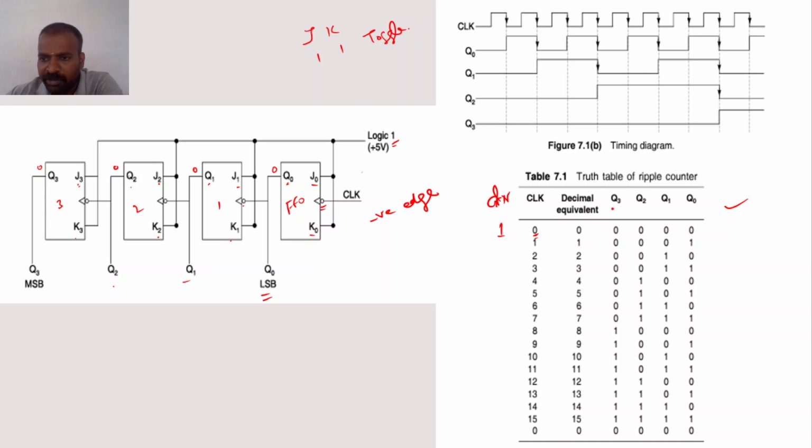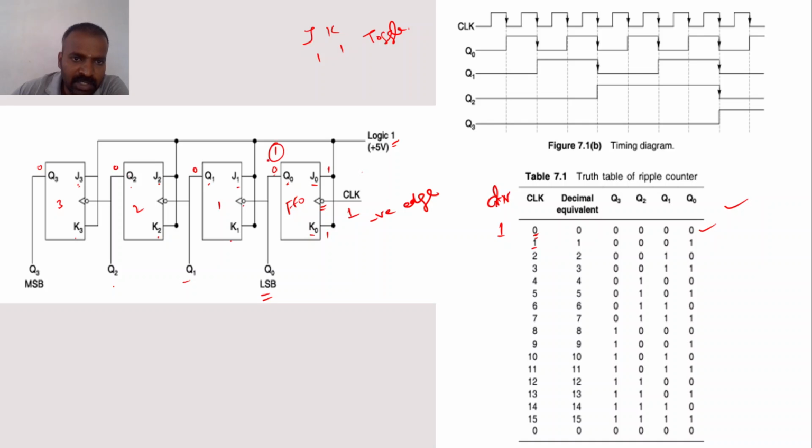Okay, so this is my first condition. And in the second condition, I'm going to apply the clock pulse. Yes, the clock pulse value is equal to 1. Now I'm going to apply this logic 1 to JK, so JK is 1 1. What will it do? It is going to toggle the previous output. The previous output is 0, so now, toggling, the present output is 1.